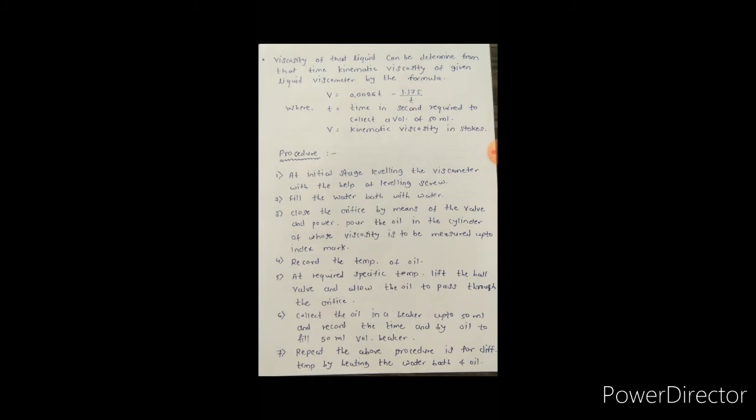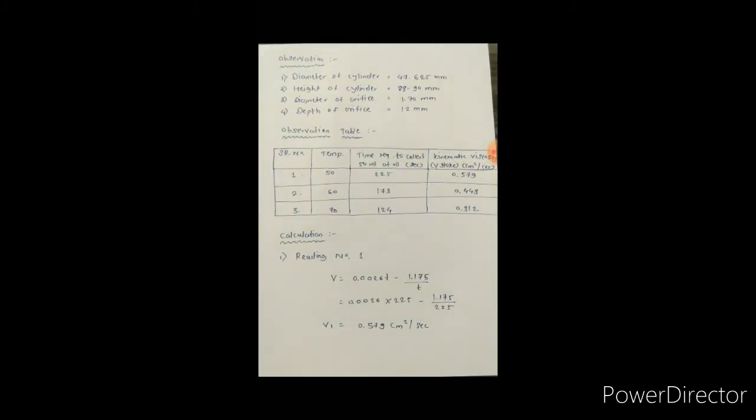Now next is to repeat the above procedure for different temperatures by heating the water bath and oil. Next is the observation. The diameter of the cylinder is 47.625 mm. The height of the cylinder is 88 to 90 mm. The diameter of the orifice is 1.70 mm and the depth of the orifice is 12 mm. So accordingly we draw the observation table.